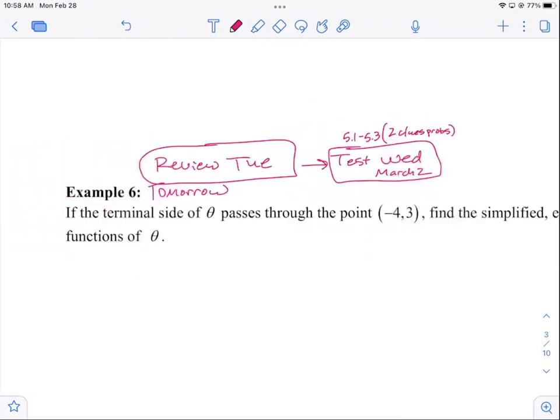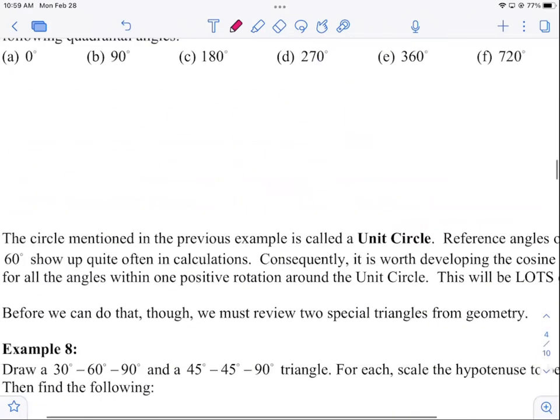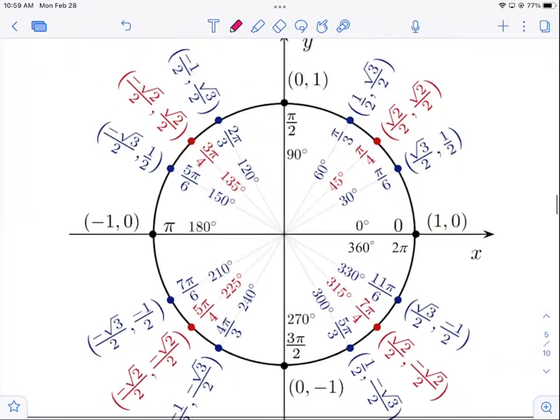So today I want to start the unit circle. I usually do the unit circle in one day, and sometimes it's too much for people to take in one day. So today I'm just going to ease you into the unit circle. So tomorrow we'll review, start with example 6, work another 2 clues problem, and then we'll test on Wednesday. All right, so this is the unit circle.